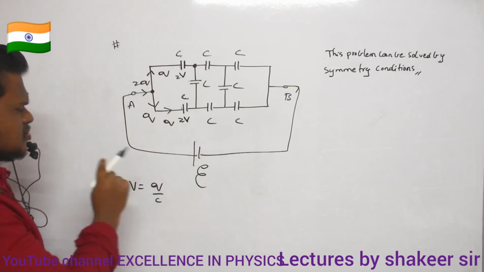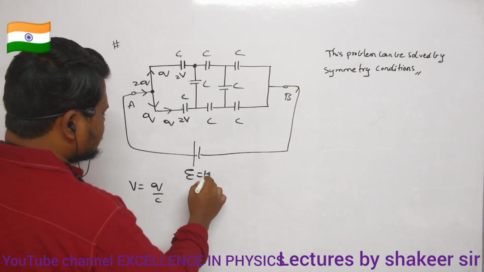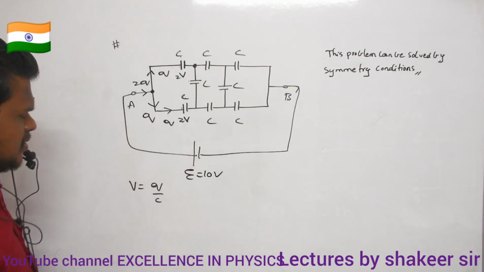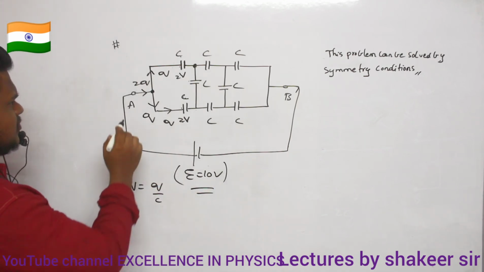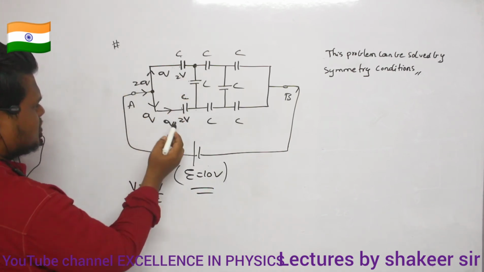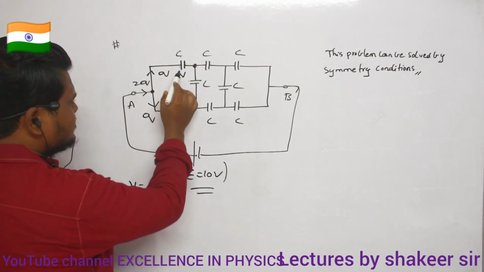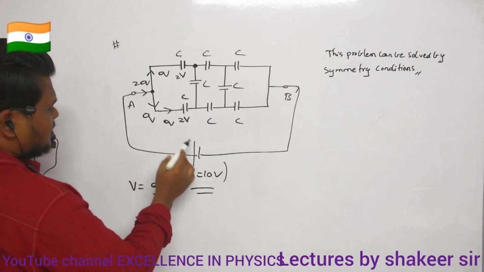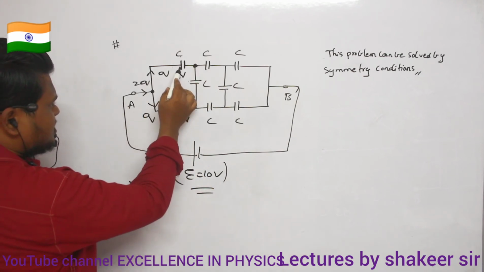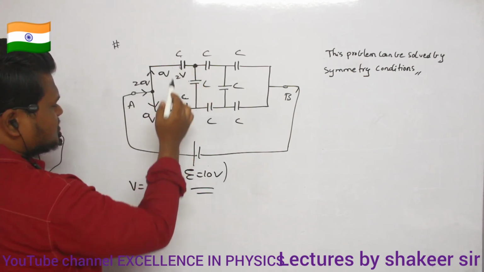So let us suppose the total potential difference is equal to 10 volts, for example. Clear? Total potential supplied is how much? 10 volts. So out of this 10 volts, this capacitor is taking 2 volts, this capacitor is taking 2 volts. So out of 10, if this one is taking 2, then what is the potential at this point? Can you see? Out of the total 10 volts, this capacitor is taking 2 volts. Then what is the remaining potential here? Can you see?